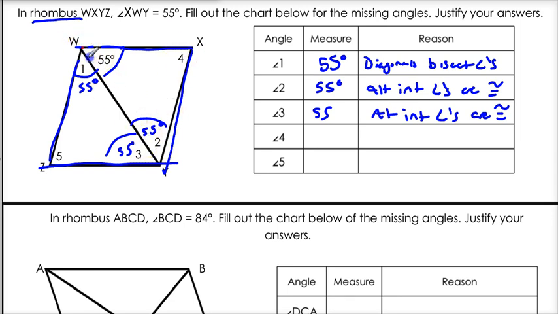Okay? Now the question is, how are we going to find out angle 4? Well, check it out. So right here we have a triangle, right? And we know that two of the angles are 55 degrees. To find out the missing angle, all I have to do is 180 minus the two angles, right? Minus 55 is 55, and that gives me 70 degrees. So angle 4 is 70 degrees, and that's the triangle sum theorem that I used. The triangle sum theorem.